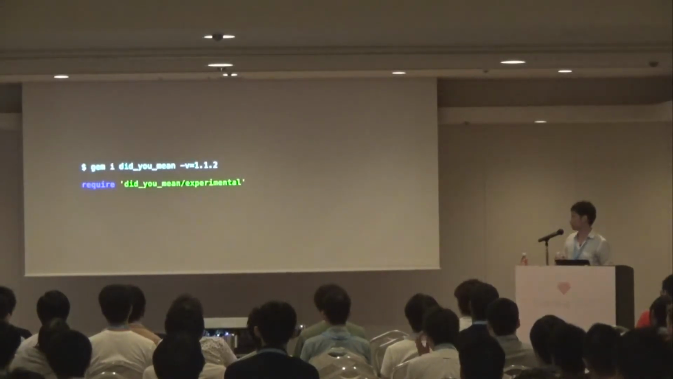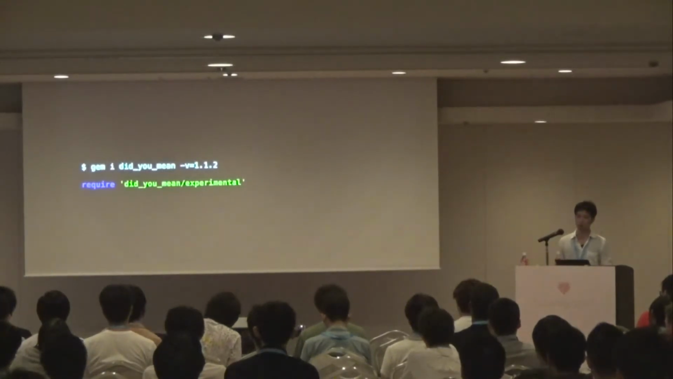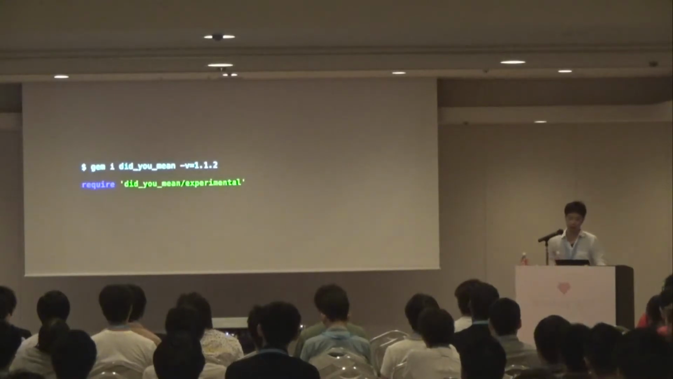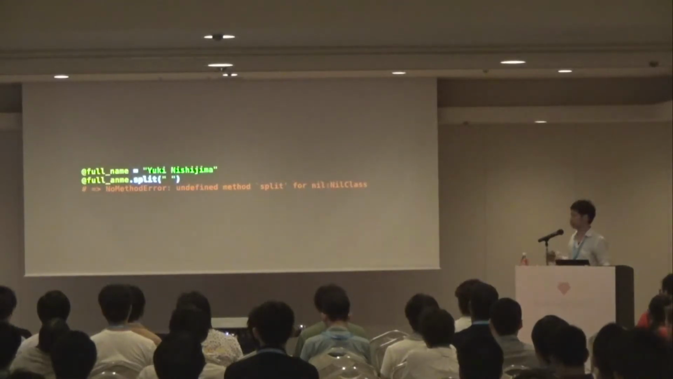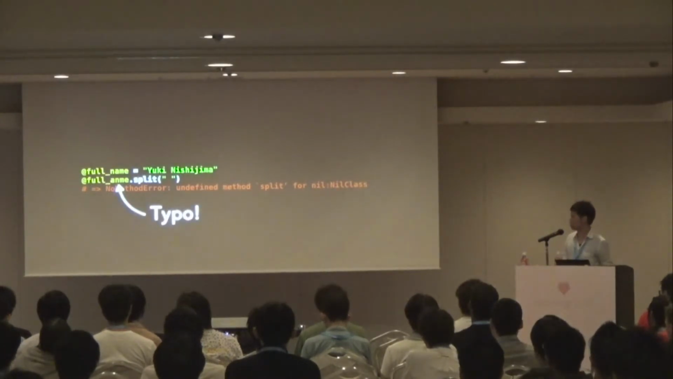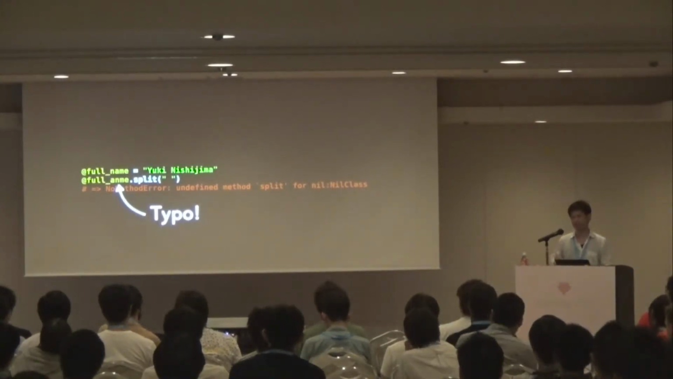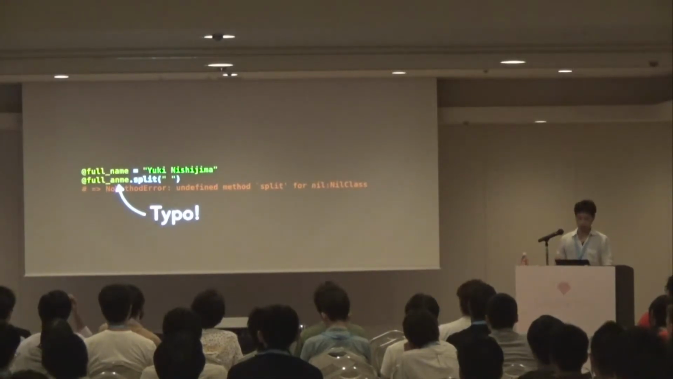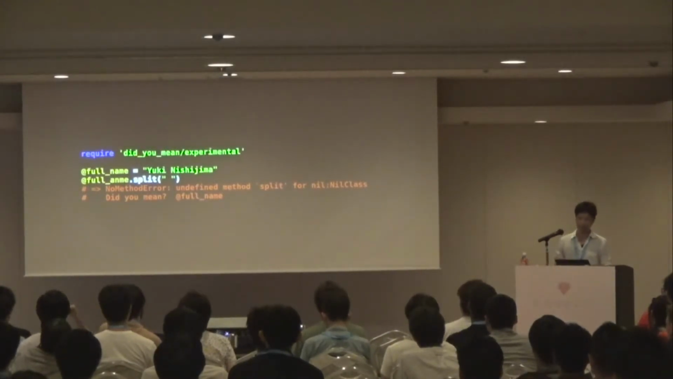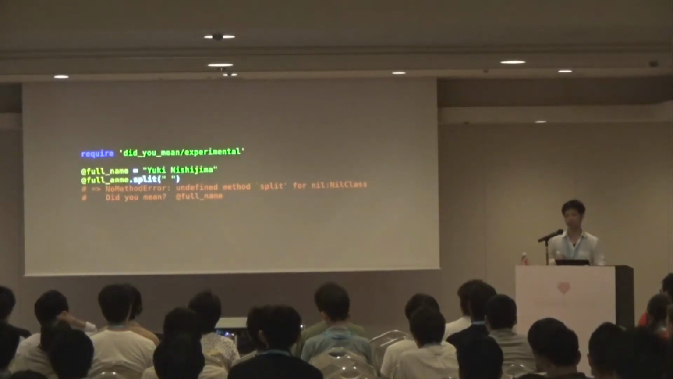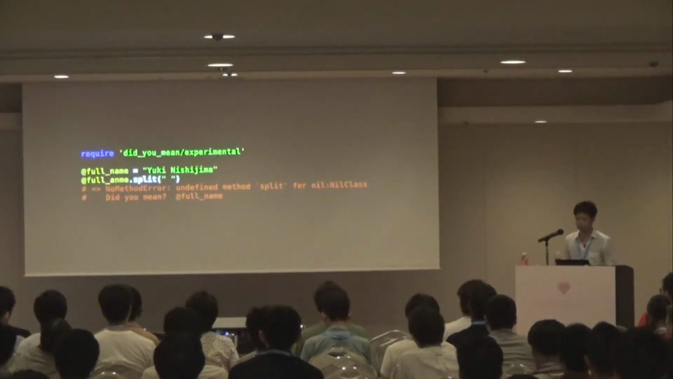So if you want to use an experimental feature, make sure to install DidYouMean 1.1.2, which is the current latest version. And you can just require did_you_mean/experimental. The first one is really useful. Let's say you have full name, and if you take a closer look at this declaration, that's actually a typo. And what happens is obviously it tries to call a method on nil because you can call any method on any instance variable names. But if you require DidYouMean experimental, what's going to happen is it tries to look up the correct instance variable name, which is extremely powerful.